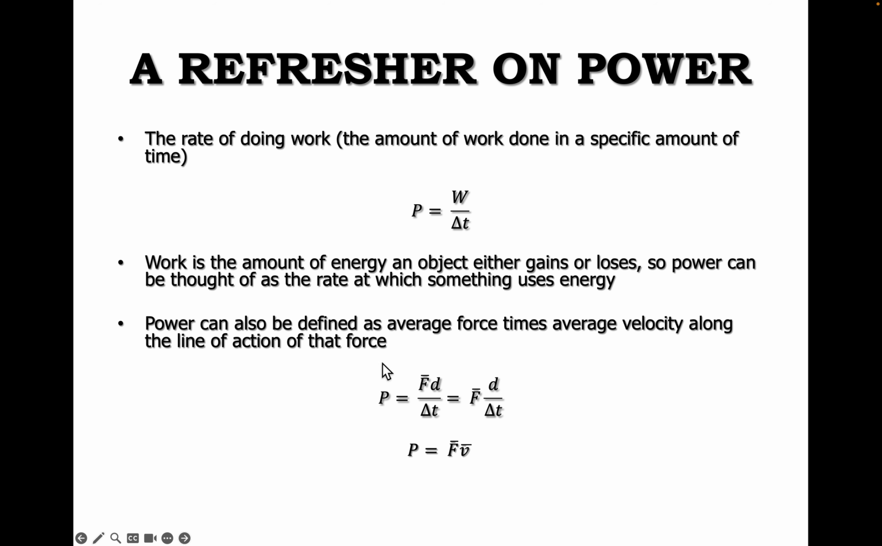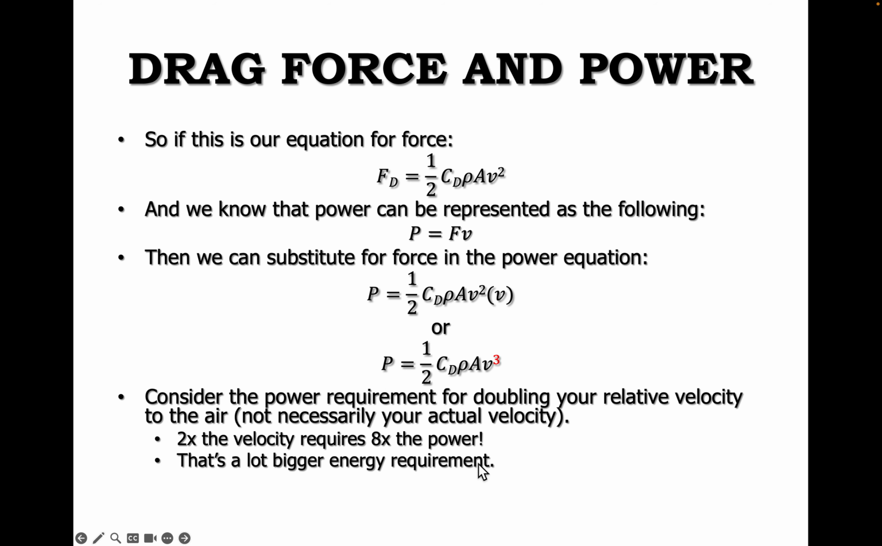We could change this particular equation by understanding that power can be considered the average force multiplied by the average velocity. So power is average force multiplied by the average velocity. If we take that equation, power is force times velocity, and in place of force we can plug in our drag force equation.